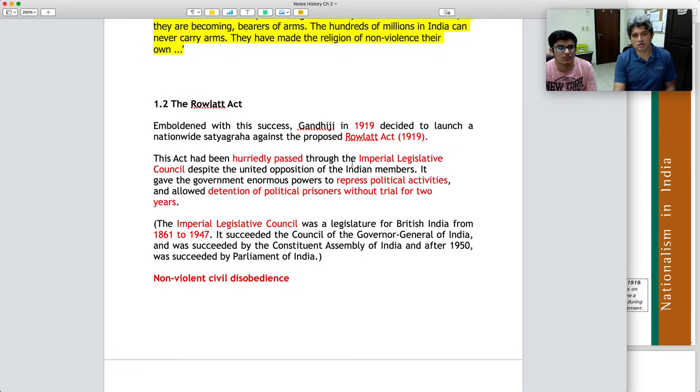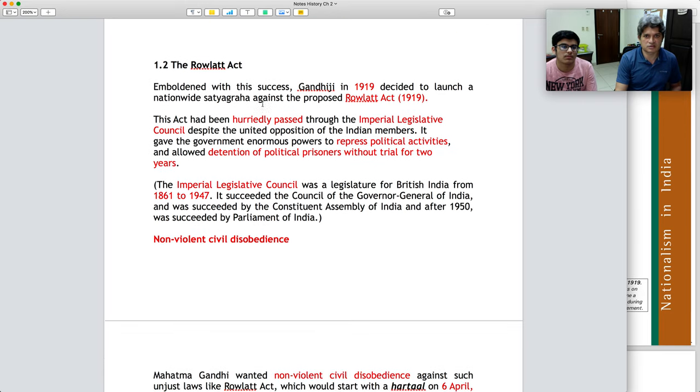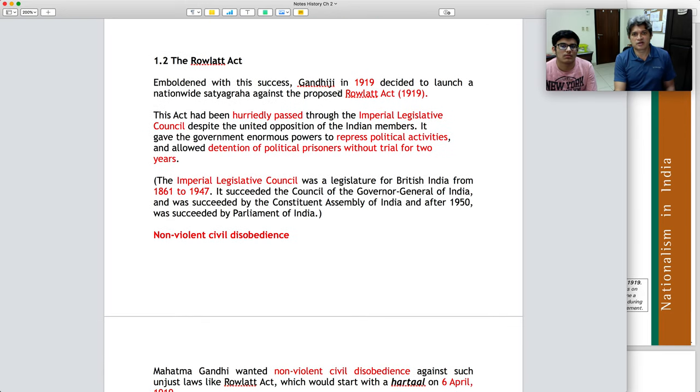Now, this movement caught momentum when the Rowlatt Act was brought. So what was the Rowlatt Act? Emboldened with this success, that the idea of Satyagraha was accepted by people, a lot of people started accepting this idea. So Gandhiji in 1919 decided to launch a nationwide Satyagraha against a proposed Rowlatt Act in 1919.